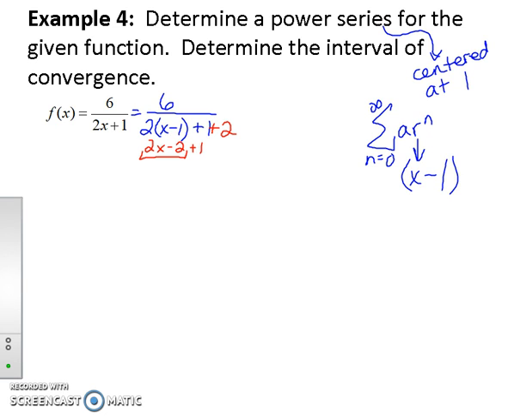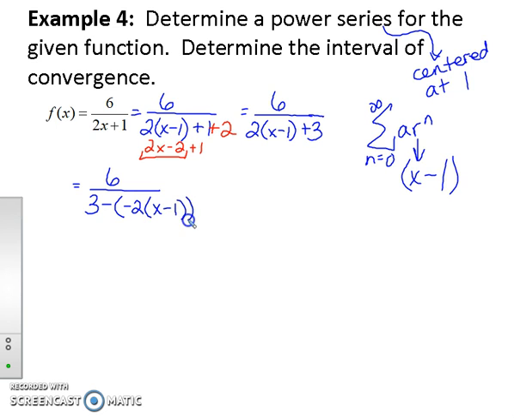So what that does is it gives me 6 over 2 times x minus 1 plus 3. So that's the first thing that you want to go about if you have a center other than 0, is you want to go about working that center notation in there. Then we still have the issue of it needs to be a over 1 minus r. So now I will rearrange that so that the r portion, or the x portion, is being subtracted. So this would be 3 minus negative 2 times x minus 1. So now I have it in subtraction form.